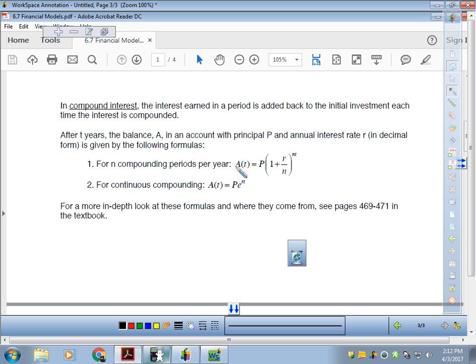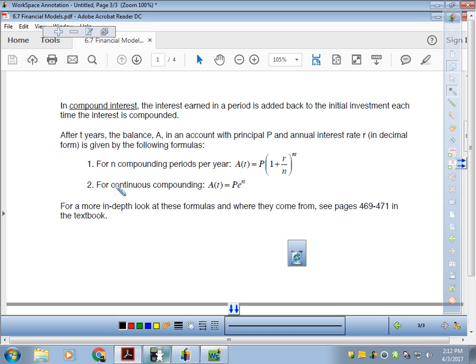In this, A of t represents your amount after a time. That's how much is in your account after the time has elapsed. P is your principal, your initial investment. R is your interest rate as a decimal. The n that's down here and the n that's up here in the exponent, both of those are the number of times per year you're compounding. So again, quarterly would be 4, monthly would be 12, daily would be 365, semi-annually would be 2, just all that. And then t up here in the exponent, t is time in years.